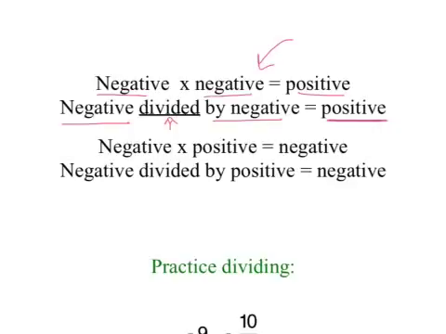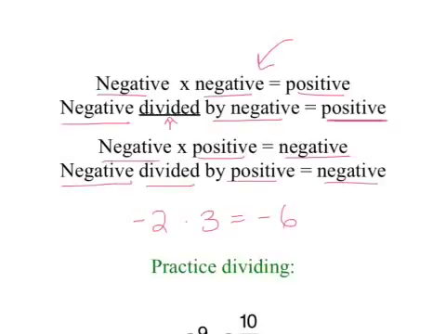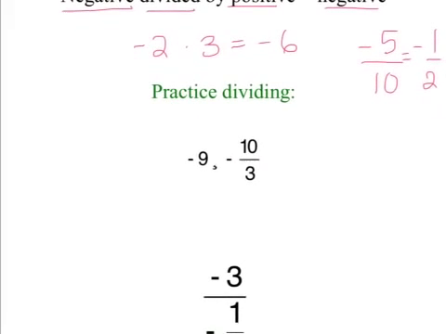Let's just review again, though, that a negative times a positive gives me a negative. So negative 2 times 3 is going to give me negative 6. All right, a negative divided by a positive will also yield me a negative. So negative 5 divided by 10 is going to give me negative 1/2. Okay, let's keep going.